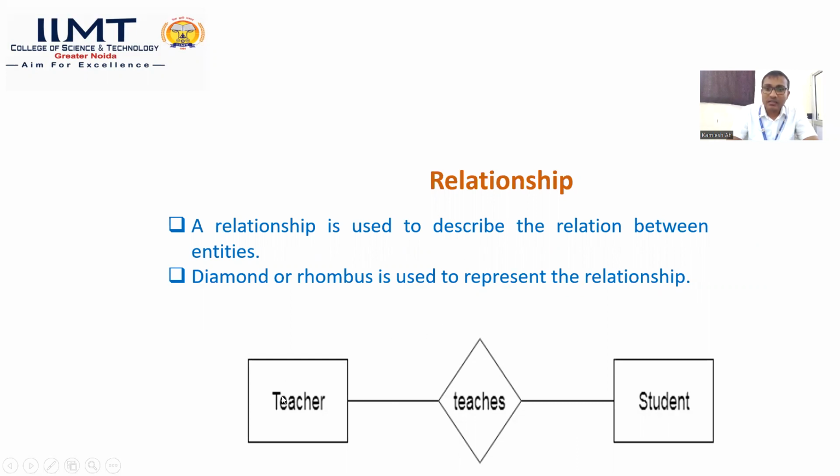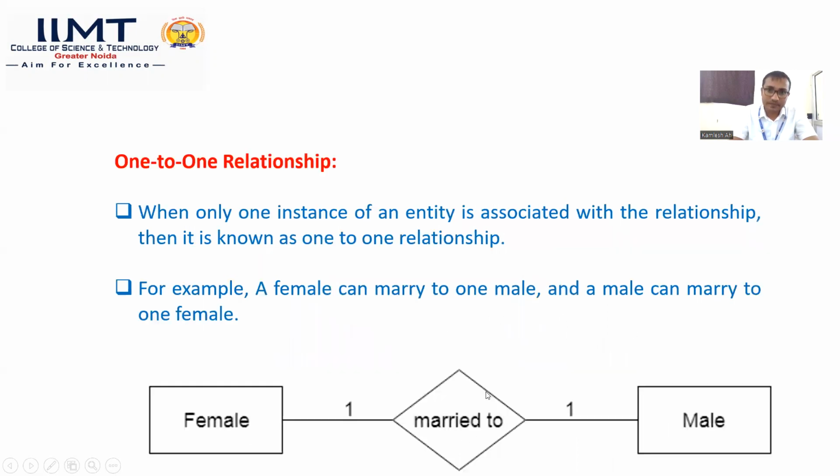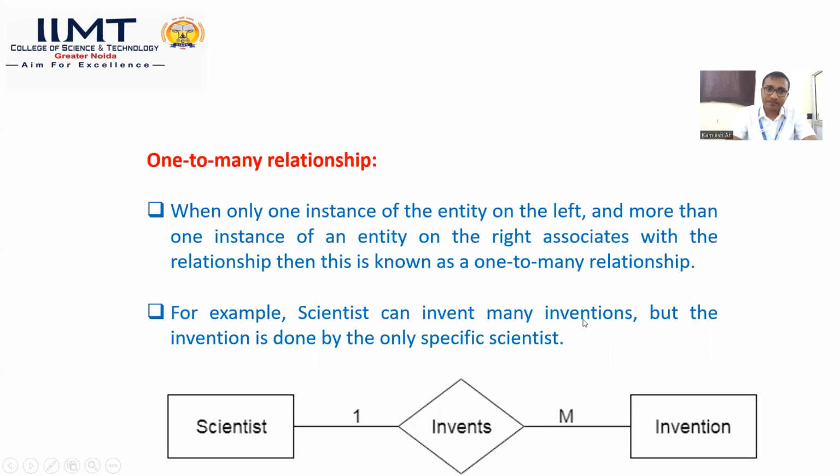Between the teacher and student, the relationship is based on teachers. So teachers is a relationship. One-to-one relationship: when only one instance of an entity is associated with the relationship, then it is known as a one-to-one relationship. For example, a female can marry one male and a male can marry one female. So this is called the one-to-one relationship.